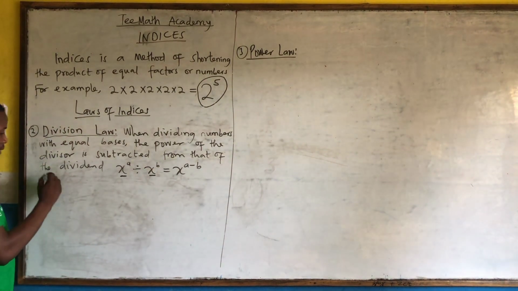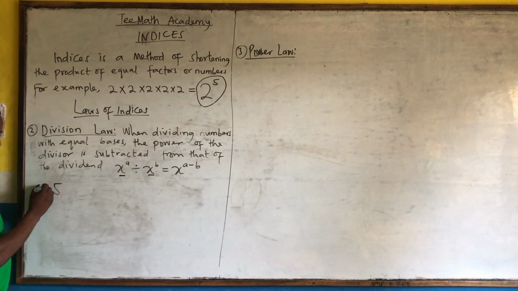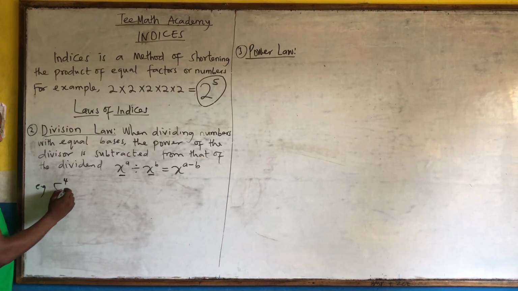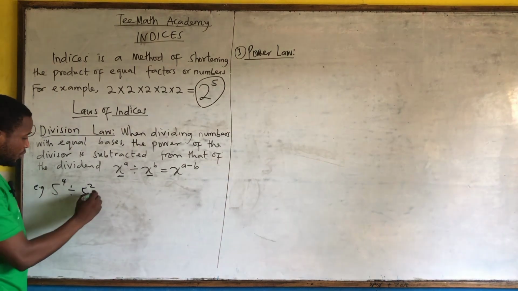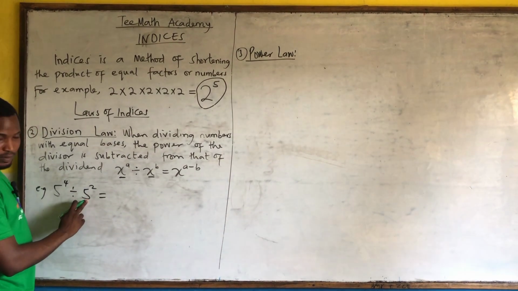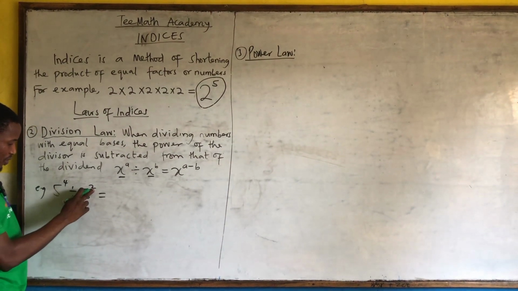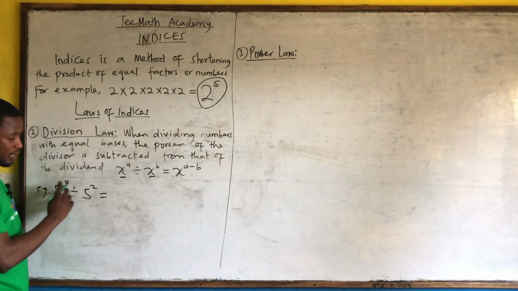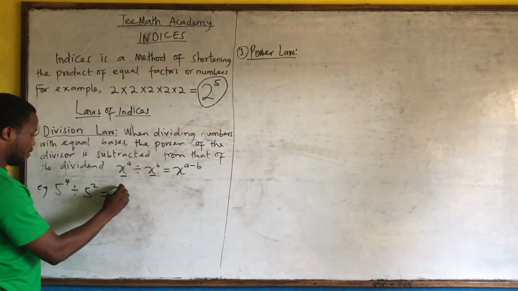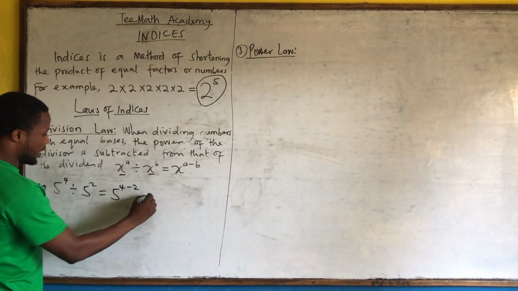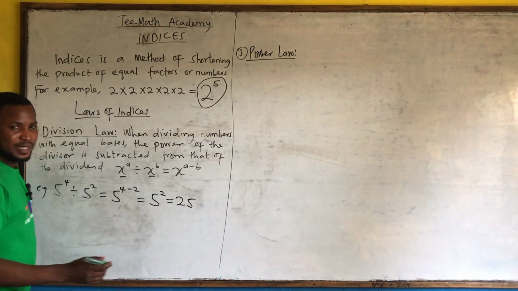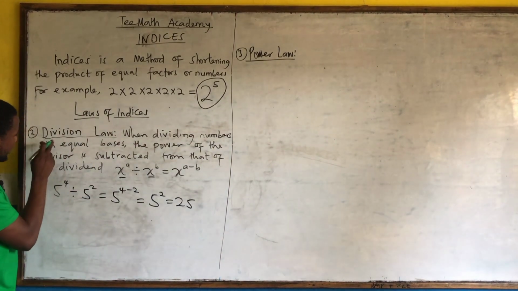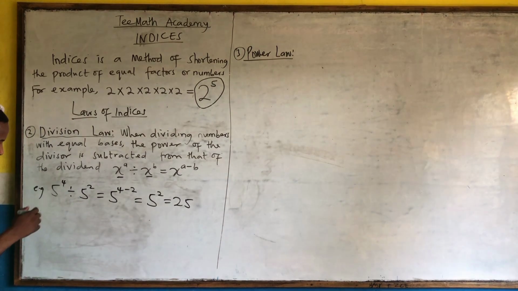Another example is if I have 5 raised to power 4 divided by 5 raised to power 2. What do we do here? They have equal bases, and these are the powers of the dividend and divisor. You start from here. Then we have 5 raised to power 4 minus 2. That gives me 5 raised to power 2, and that is 25, 5 times 5.